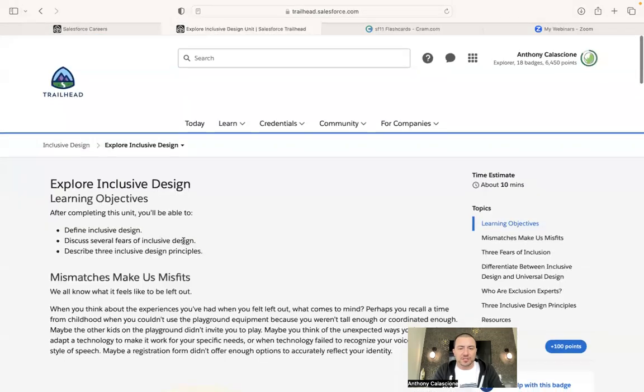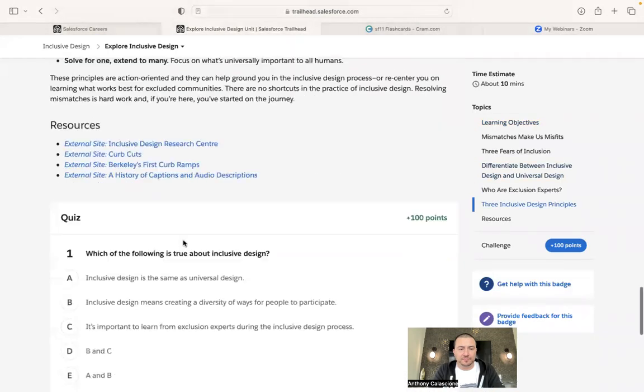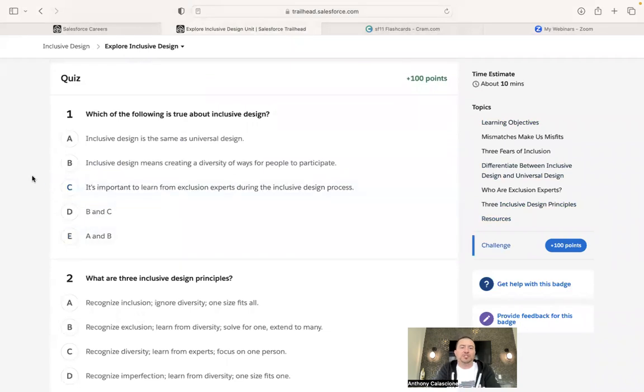All right, let's answer some questions. Which of the following is true about inclusive design? A, inclusive design is the same as universal design. B, inclusive design means creating a diversity of ways for people to participate. C, it's important to learn from exclusion experts during the inclusive design process, and D and E are combinations. But before I look at them, I'm fairly certain that it's B and C. So if one of those is B and C, that's the one we're going to select. D, B and C. All right, cool.